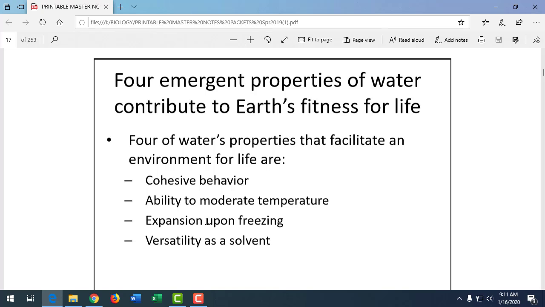Water, it has this cohesive behavior. It sticks to itself. So maybe write that down again to remind yourself when you're studying what cohesive behavior means. Sticks to itself. I might give you some examples, saying a water strider goes across the surface of a pond. Which property of water does that describe? That's cohesive behavior.